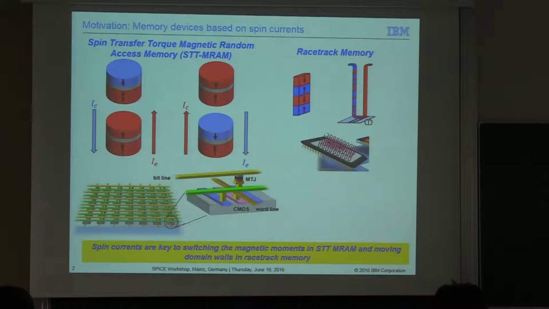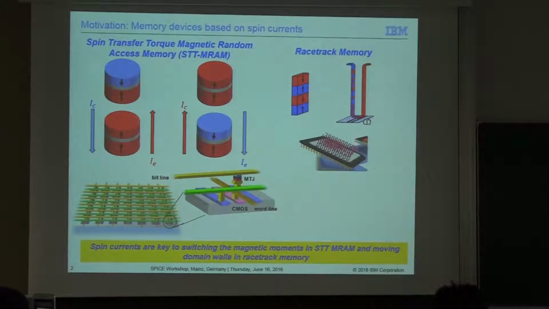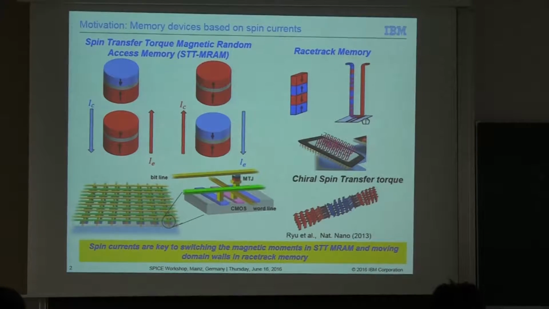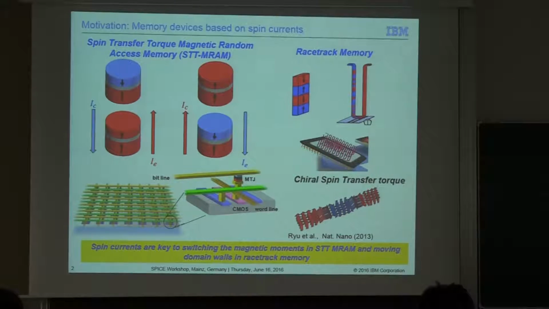A related type of memory is the so-called racetrack memory, where you have a nanoscopic wire and you pass pulses of current in this wire and you move the domains inside of this wire, which are magnetized in one orientation versus another, back and forth along this wire. This device also relies on spin angular momentum transfer to move these domain walls. The more recent versions of this racetrack actually use this so-called chiral spin transfer torque mechanism, which does indeed take advantage of the spin orbit torque to move the domain walls back and forth along this wire.